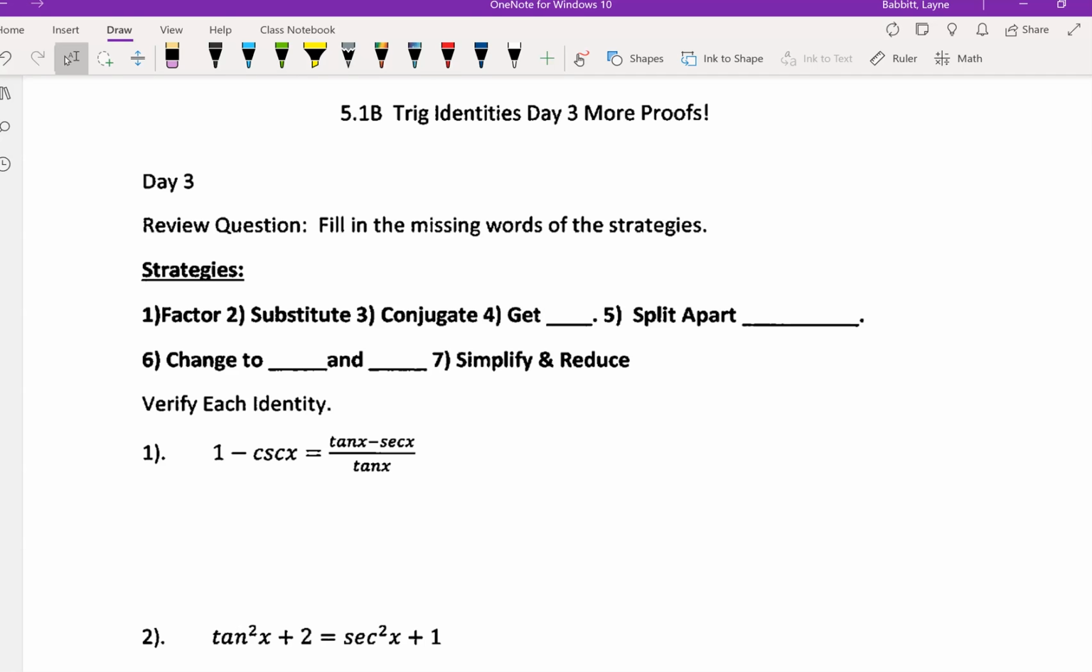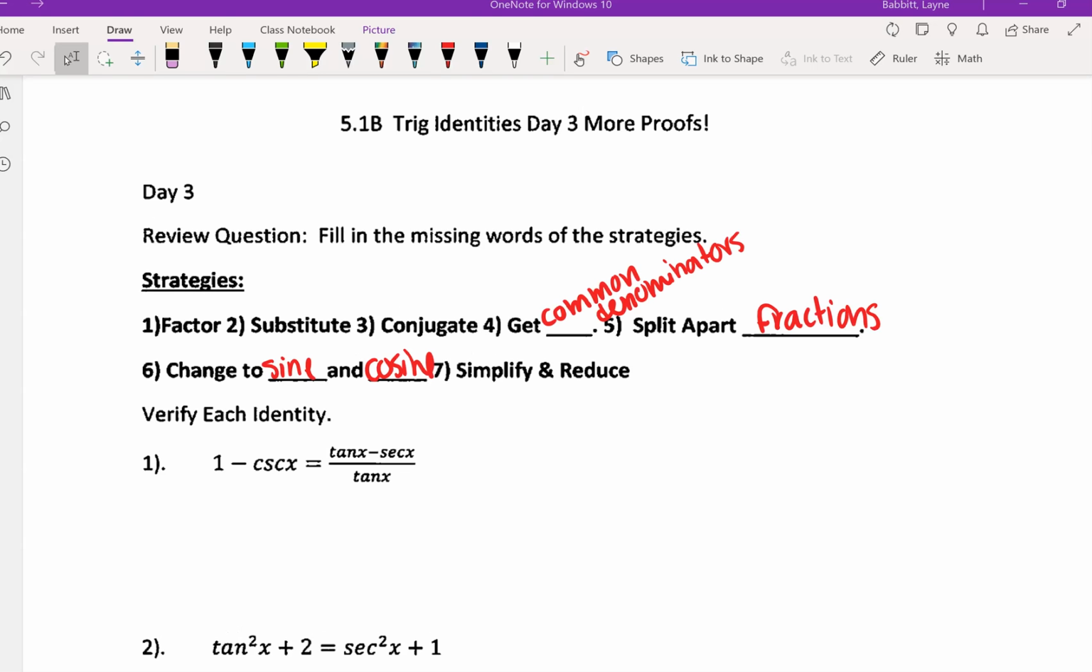And for the review question, we're just going to fill in the missing words for the strategies. So if you want to pause, you can. Try to remember these on your own. They're not in the same exact order that we did them in the previous notes. When you unpause, I'll have the answers in there. Okay, so this is what I have for the strategies.